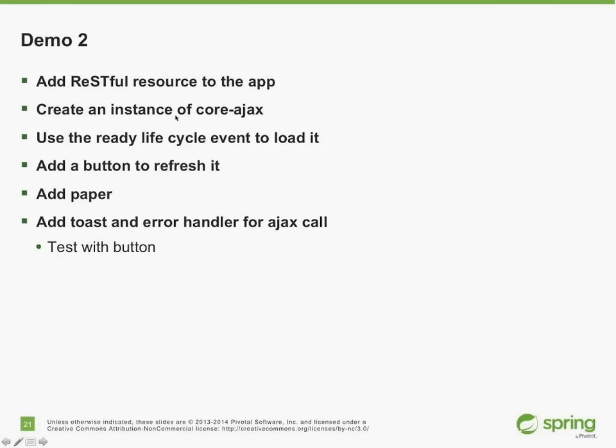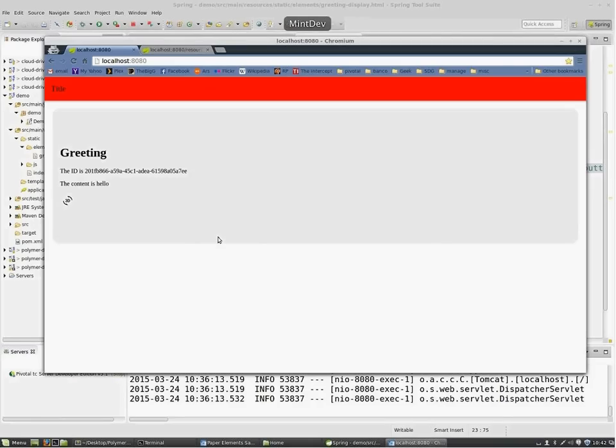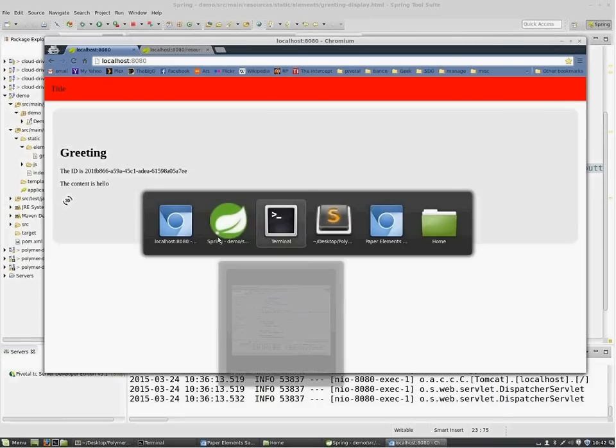Okay, how are we doing? Okay, we did now. We used our lifecycle events to load it. We had a refresh button. We used the paper button. How are we doing on the time here? Starting to get a little close, so I think I'm going to skip the toast part of this sample because security itself is a big topic. I'll simply point it out.